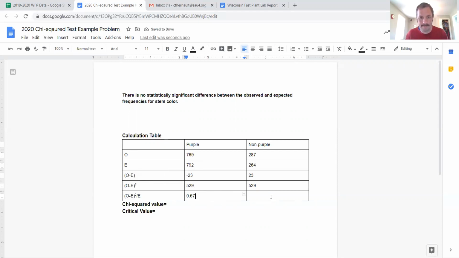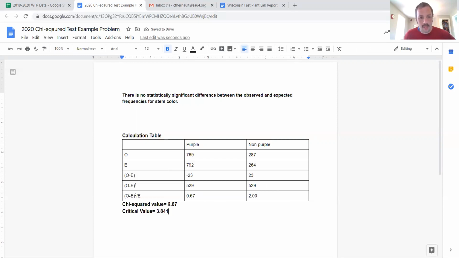That's good enough. And 529 divided by 264, I get 2.00. Great. To get the chi-squared value, I add them together. So I get 2.67, which I'm comparing to my critical value, which is 3.841.